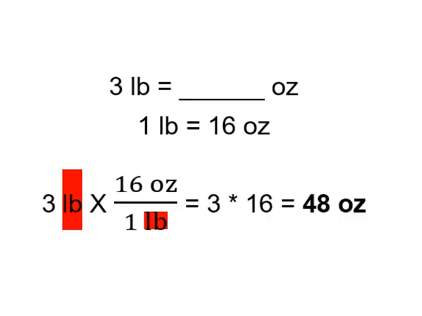If you said 48, you are correct. 3 pounds times 16 ounces over 1 pound. We cancel out our pounds, and we have 3 times 16, which is 48. So 3 pounds is equal to 48 ounces. Let's move to our next question.